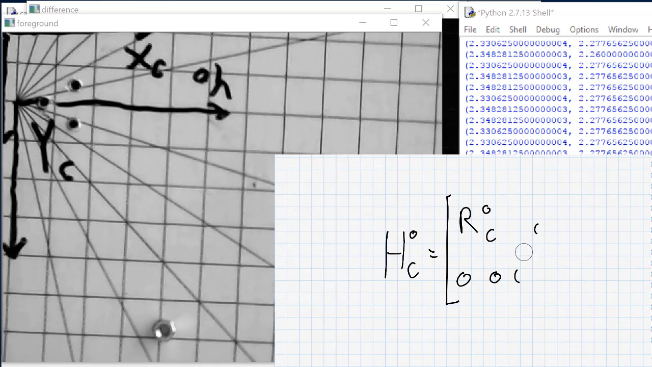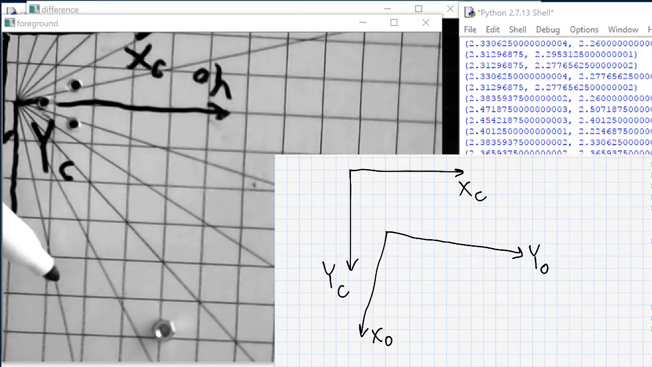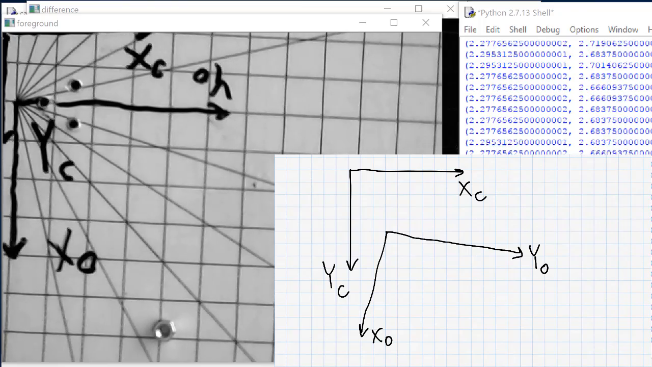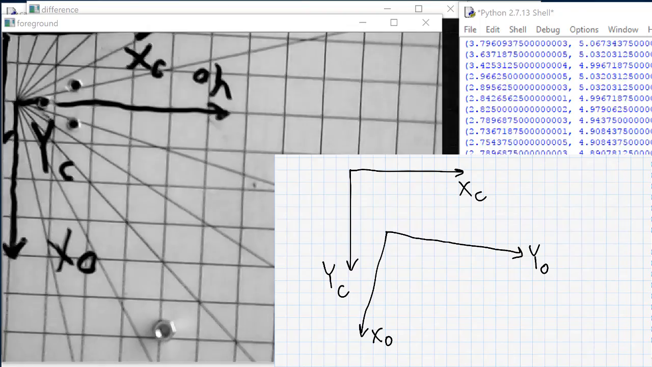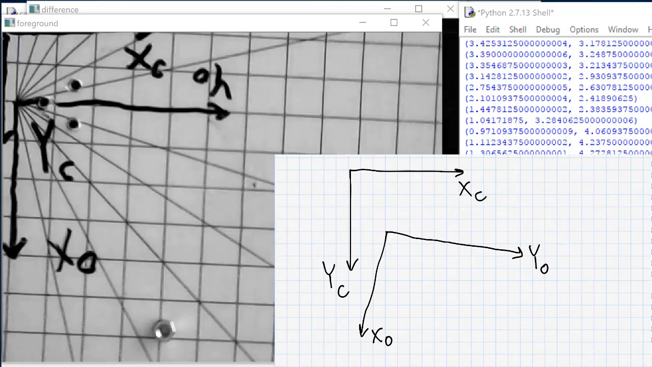How could we rotate the 0 frame shown here? Let me erase this and draw it over here. This is our x0. So we have our x0, y0, and xc, yc axes. So how could we rotate the 0 frame to get it to match the camera frame? Let's start by dealing with the z-axis. In the base frame, the z-axis is pointing up, which you can tell by using the right-hand rule. But in the camera frame, the z-axis is pointing down.